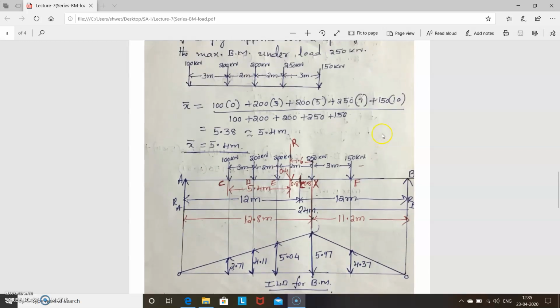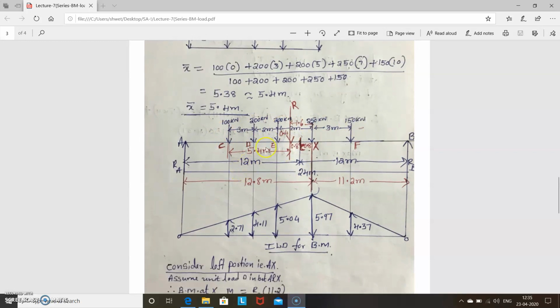So one more thing, students sometimes make mistakes, like it is asked to find under 250 kilonewton, so they may consider only 250 into 5.97. That is not correct, because now we are using ILD to find the maximum bending moment. So all loads we have to consider. So that is the maximum bending moment under 250.